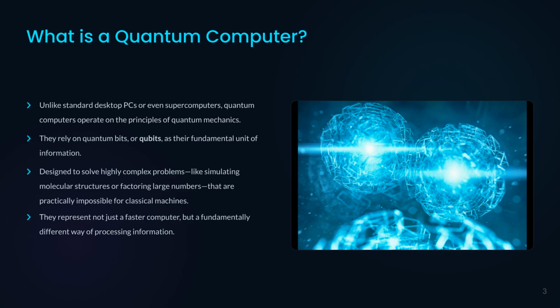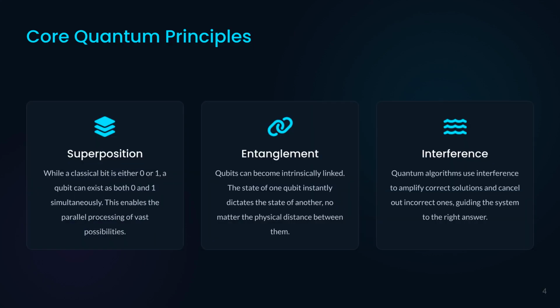What is a quantum computer? Unlike classical machines, they use quantum mechanics and qubits to process information, allowing them to solve complex problems that are practically impossible for traditional supercomputers. Quantum computing relies on three core principles: superposition, where a qubit can be in multiple states; entanglement, linking qubits together; and interference, which helps amplify the correct answers.